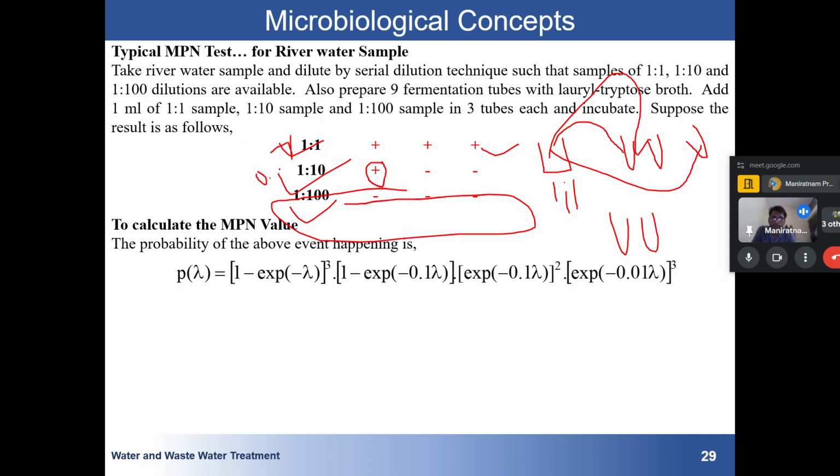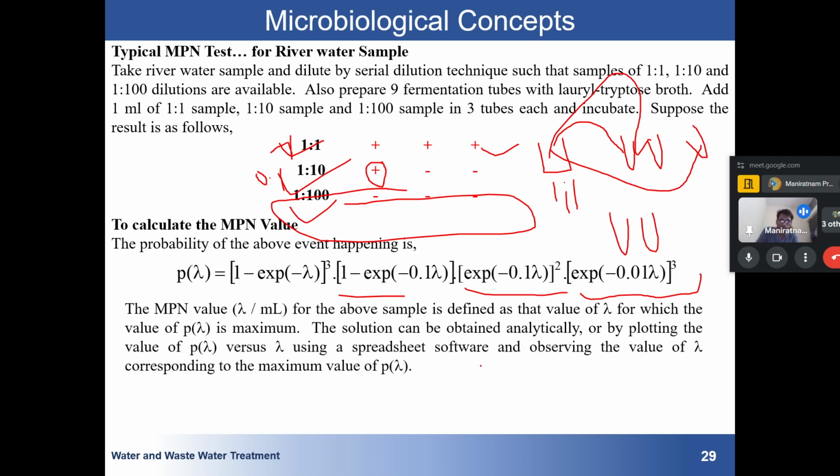Because of how we are defining lambda, the number of bacteria per total volume. In the case where only one was positive and the other two were negative, and for all three cases this all three was negative, we are writing it in this form: exponential e to the minus 0.001 lambda cubed.